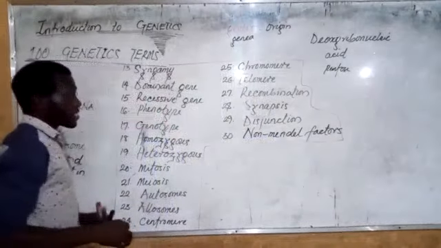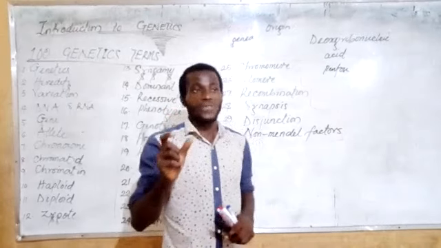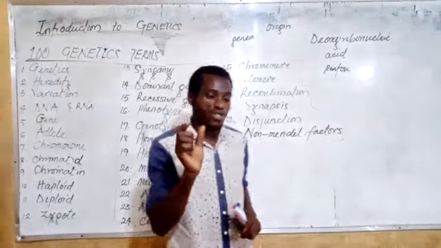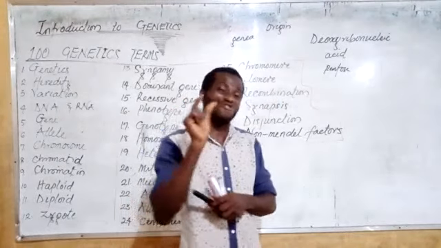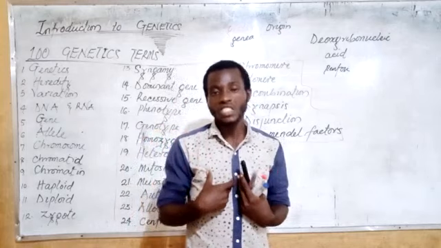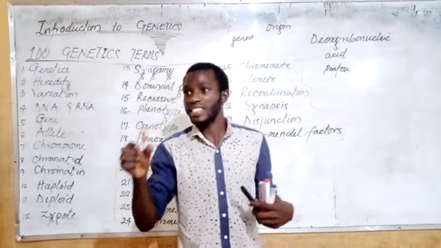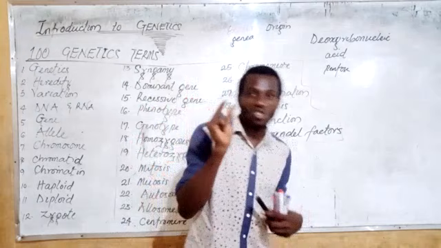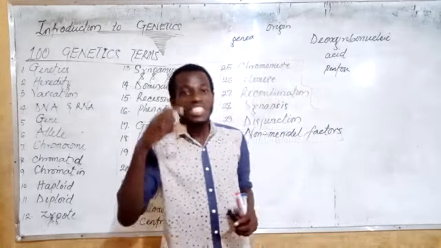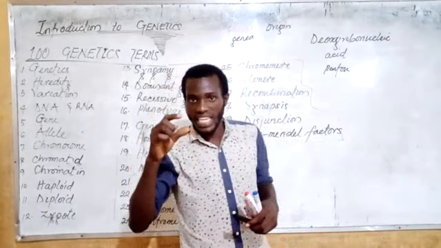So a gene is basically the basic unit of hereditary characteristics. It is the smallest unit that codes for a particular trait in a human being. For example, the smallest unit that codes for my skin color is called a gene. The smallest unit that codes for my height is called a gene. So a gene is basically the smallest unit of hereditary characteristic, and it is simply a segment of the DNA sequence.